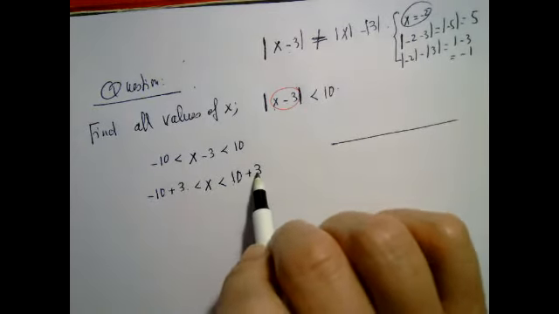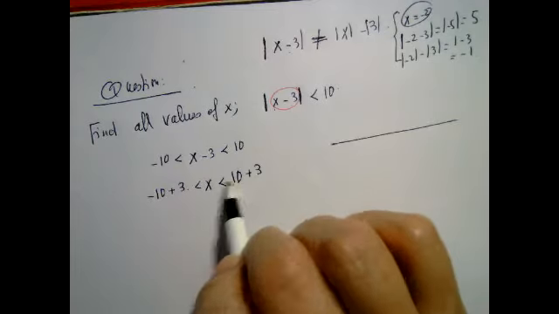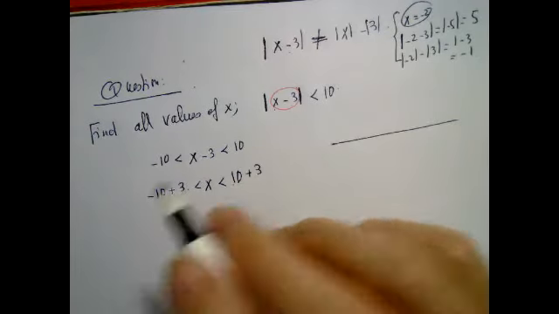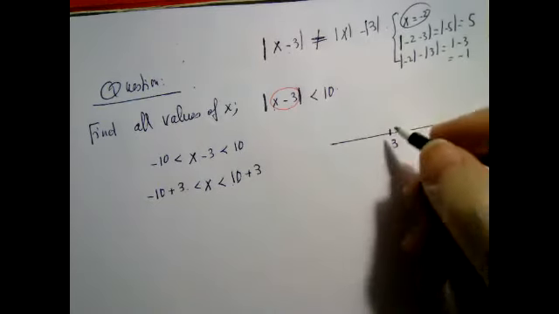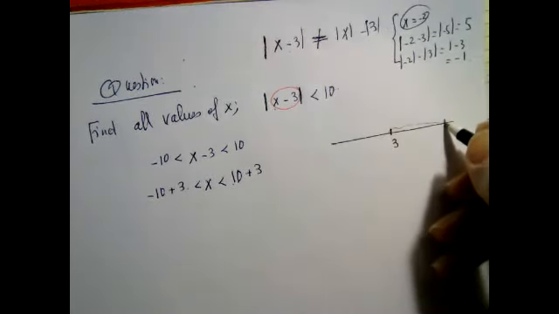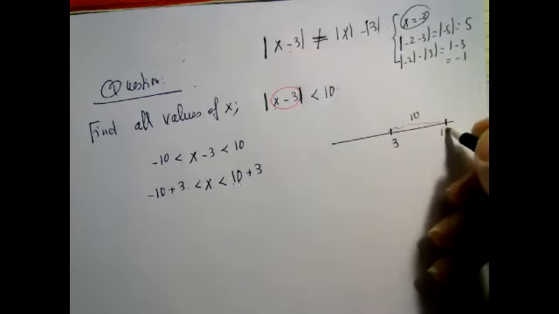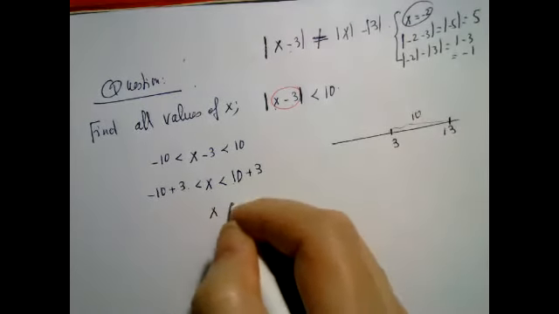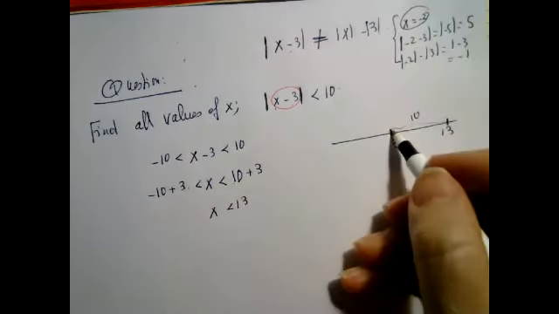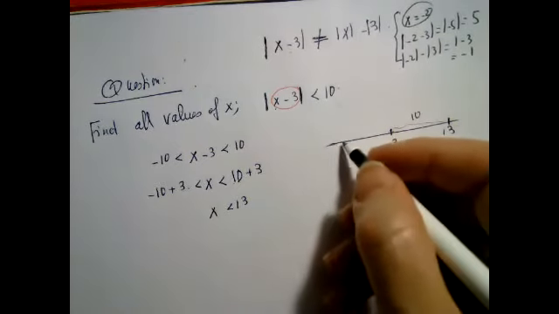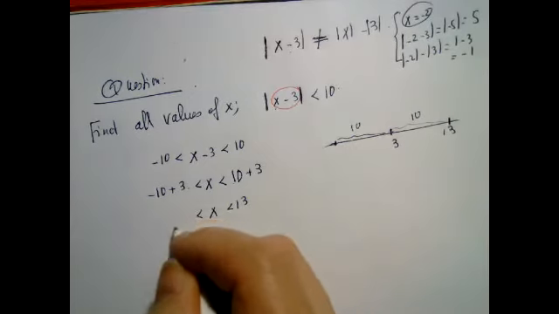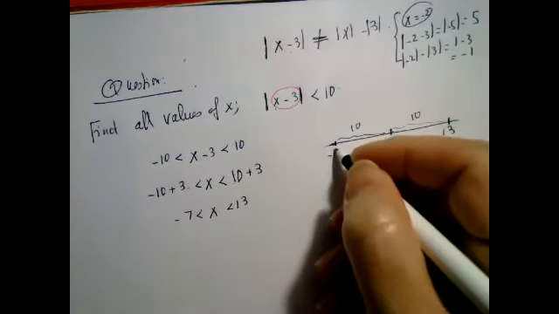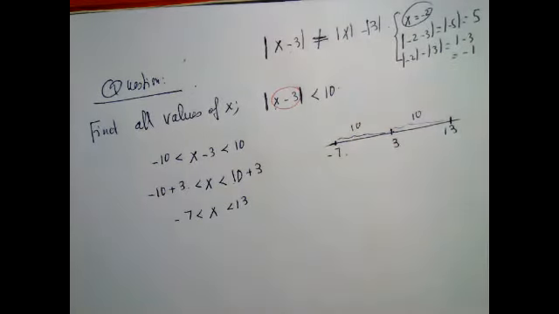The highest value is 3 plus the 10. The smallest is 3 minus the 10. It means if I look at this at 3, the highest value is 3 plus 10, that's the 13 here. And the smallest value is 3 take away 10, and that's going to give me minus 7. It means x is between minus 7 and 13.